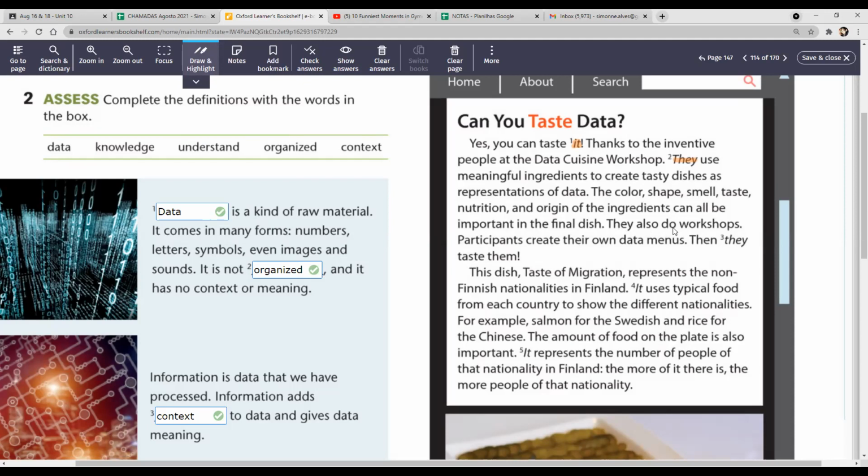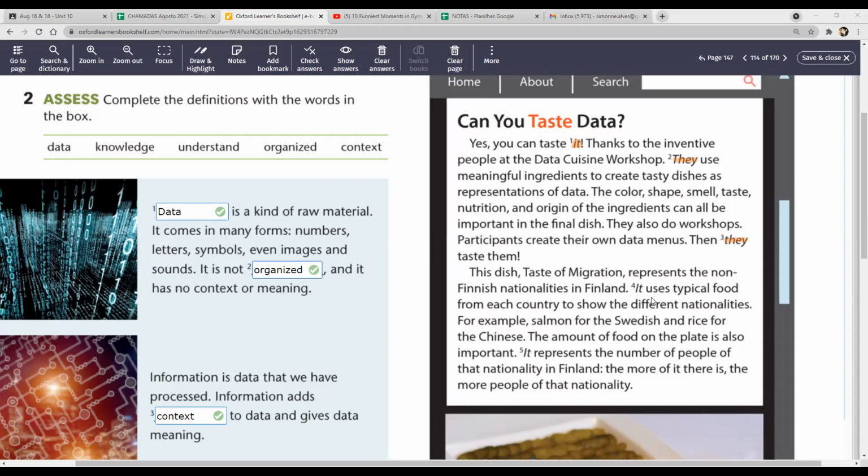All right. Next, let's move on. They also do workshops. Participants create their own data menus. Then they taste them. So what does this pronoun here, they, refer to? Participants. Excellent. Now here, number 3 refers to participants.